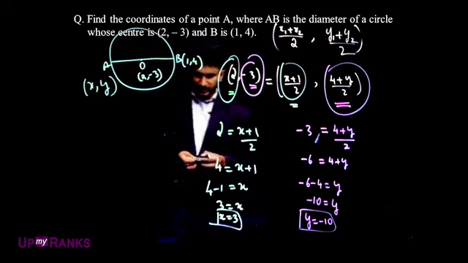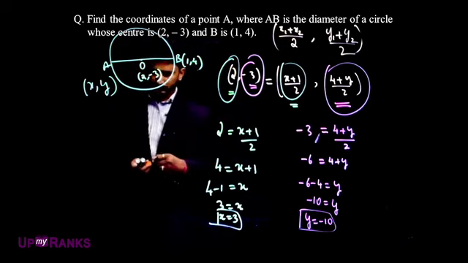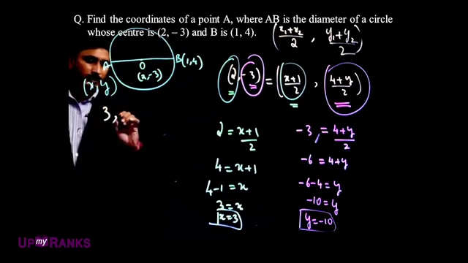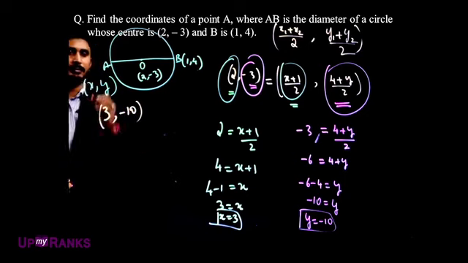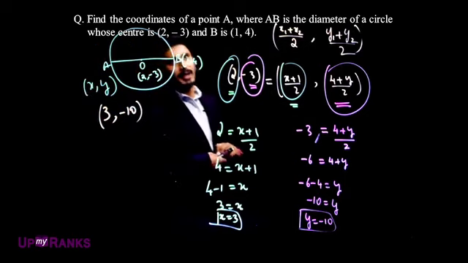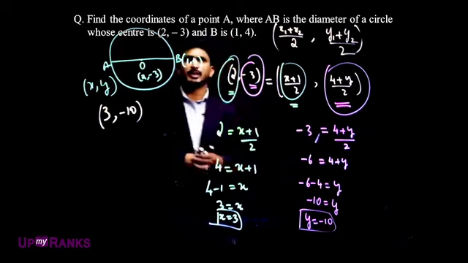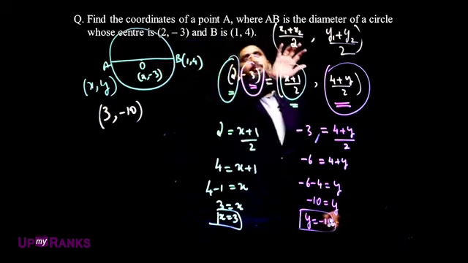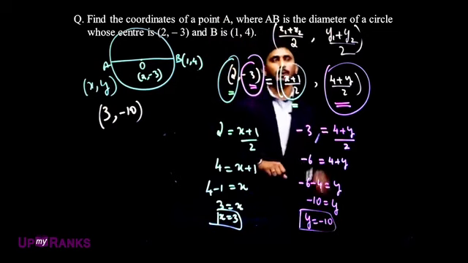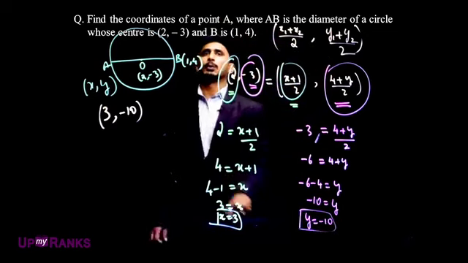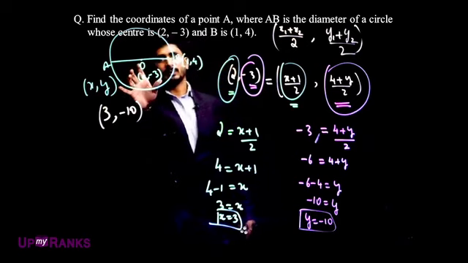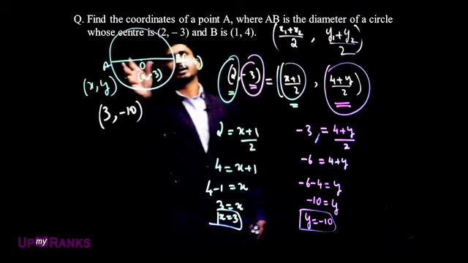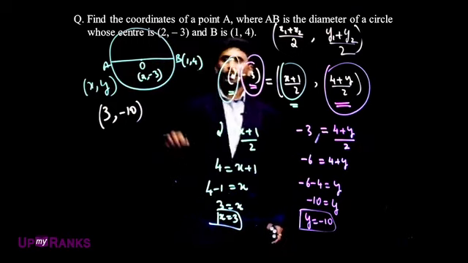So the coordinate of A is 3 comma minus 10. I hope it was very easy and simple. So what did we do? We did it using the midpoint formula. What is the midpoint formula? x1 plus x2 by 2 comma y1 plus y2 by 2. The midpoint was given already: 2 comma minus 3 is the center of the diameter, so it is the midpoint.